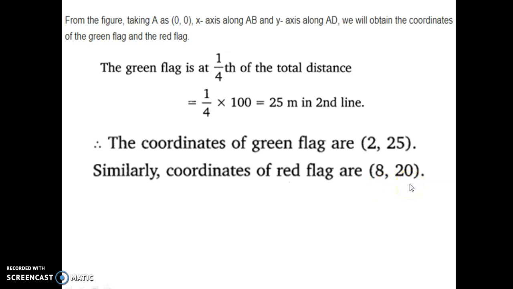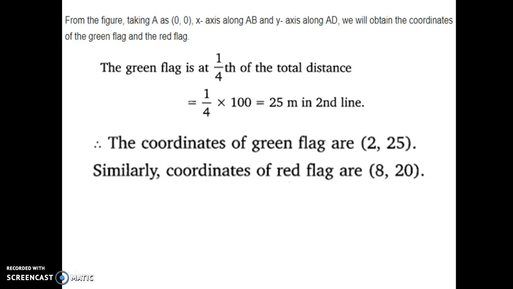Why? Because the boy was running in the 8th line. So from the origin he was in the 8th line, so x coordinate is 8. He covered 1 by 5 of the total length, 1 by 5 into 100, so it is 20. Similarly, how you did for here, 1 by 4 into 100, same way 1 by 5 into 100 if you do, you will get 20. So y coordinate is 20. This is how we have to find the coordinates of those 2 points.